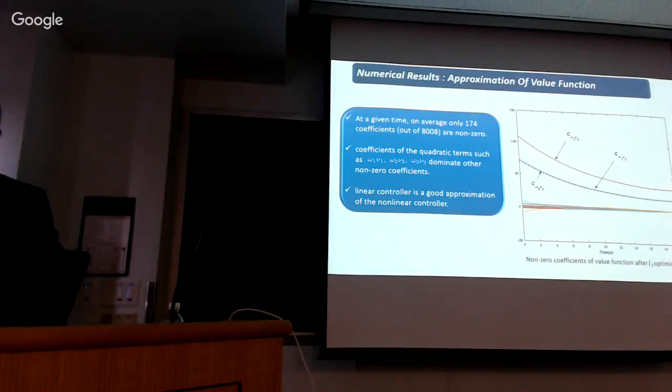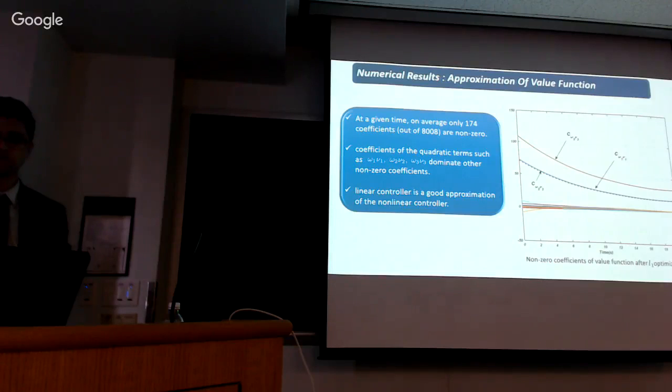Then here I have my unknown coefficients that I have calculated by first one-norm optimization. You can see at the given time, on average, we have only 174 coefficients that are non-zero, out of 8,008 unknown. Because at first I have used all of the polynomials up to degree 10 as my dictionary, and it has 8008 monomials.